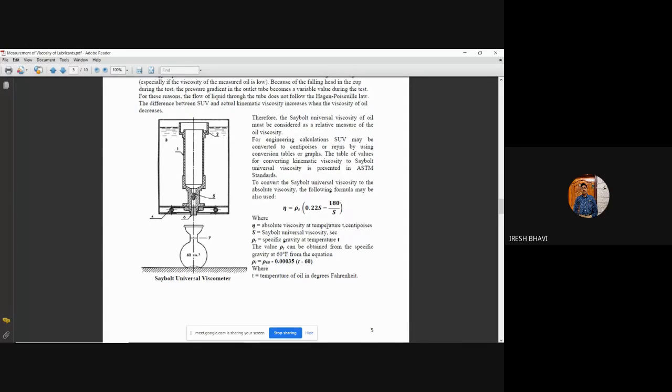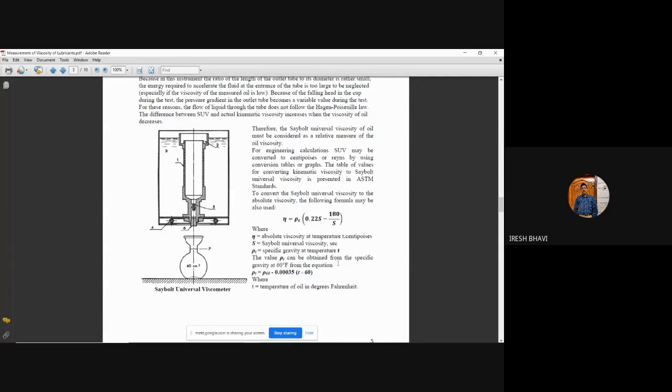But the viscometers which we use for our mechanical lab purpose for measuring the viscosity of lubricants are commonly the Saybolt universal viscometer, or the last one, the pocket type of viscometer, that is Mitchell's viscometer. Either Mitchell's viscometer or Saybolt viscometer is commonly used. I think the Saybolt viscometer is available in our lab. So by using this Saybolt viscometer, you can measure the Saybolt universal viscosity.